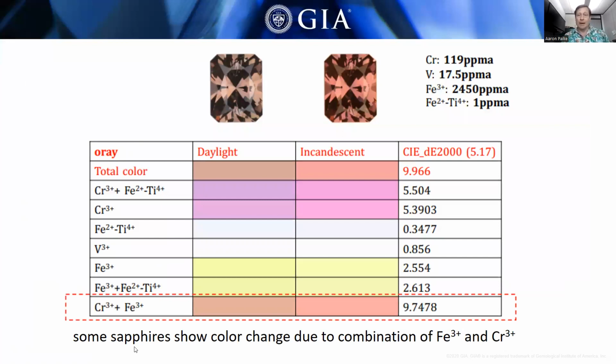And again, I took a chemical analysis. You see the chemical analysis up here in the corner. These sapphires can't be explained simply by the presence of chromium and iron titanium pairs. We need something else to explain this as well.